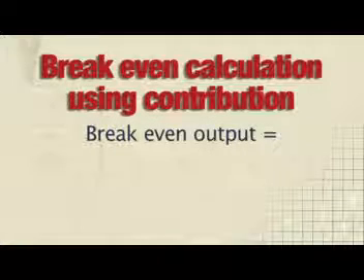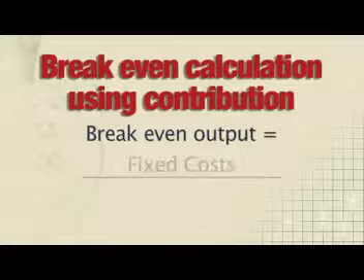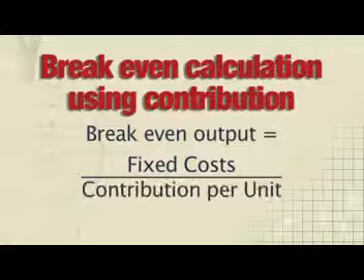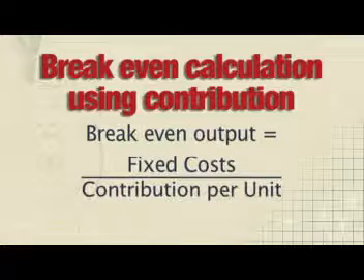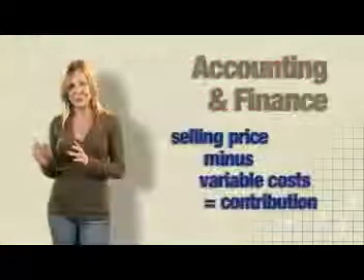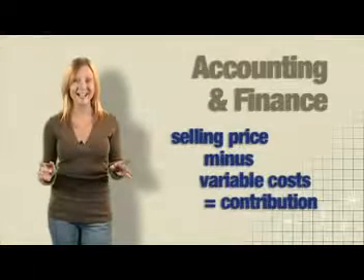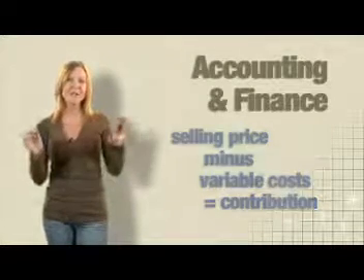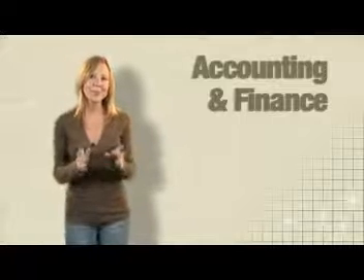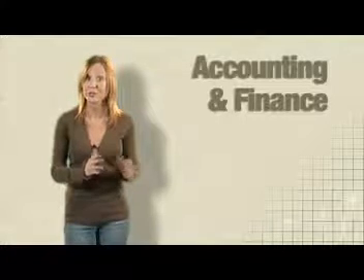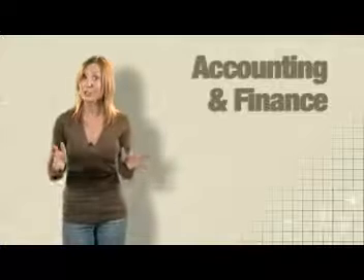Break-even output equals the fixed costs divided by the contribution per unit. The contribution was worked out by taking away the variable costs from the selling price. Remember that the contribution per unit goes towards covering the fixed costs. When these have been covered, the firm will start to make a profit.